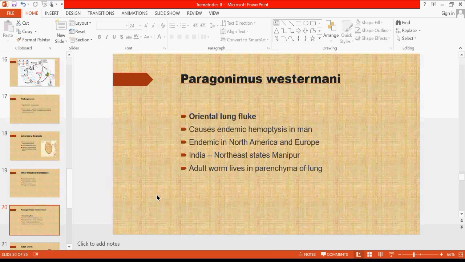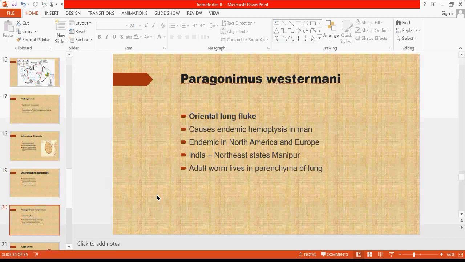So it was reported that in some areas the majority of patients presented with hemoptysis, and they were found to have Paragonimus westermani infection in that particular area, resulting in an increase in such cases of hemoptysis.